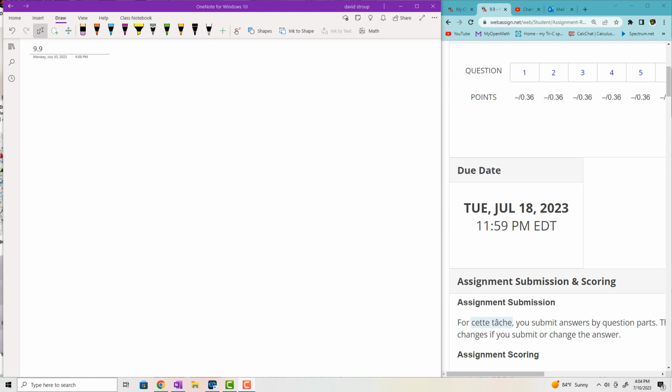Hey, welcome back. This is now 9.9. We're actually going to get our hands on the representation of functions via power series. So let's dive right in.